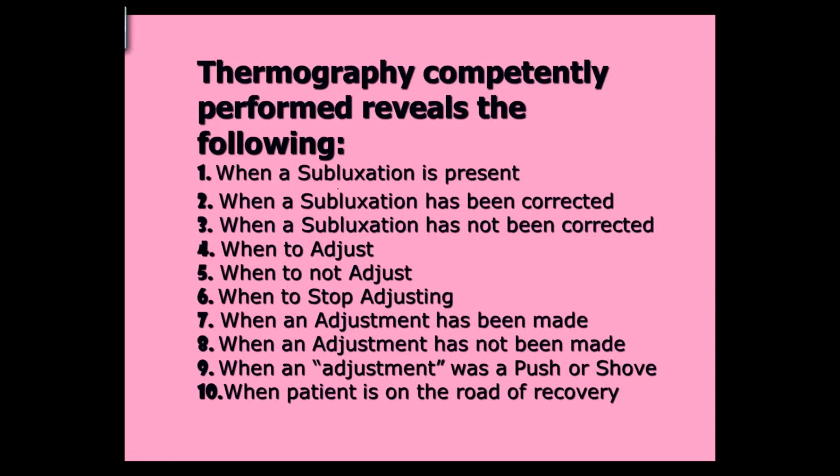B.J. Palmer talked about different things that would be revealed by thermography. He said when the subluxation is present. Of course, that's very important to know. And when it has been corrected. When we want to see that it's there, we want to see that the job's been done, or if it has not been done and has not been corrected, it's important to know. We want to know when to adjust. When the person's in pattern, they need to be adjusted, or sometimes they may have symptoms yet not need to be adjusted at that time, and that's important to know.